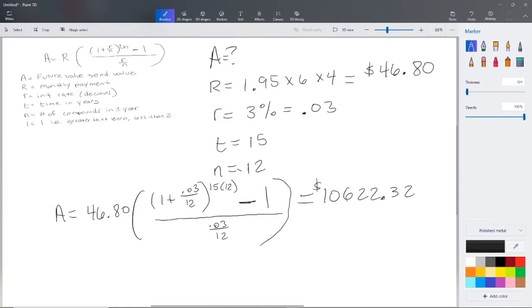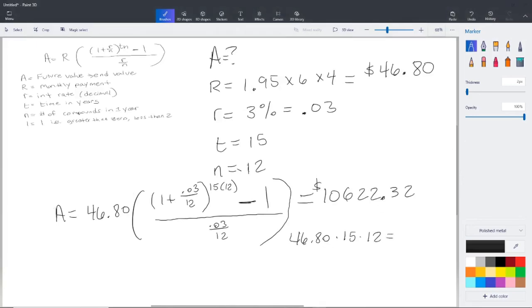So in our account, now how much in interest did he get? Sometimes you'll get this question as a part of this. Because remember that the A, this amount, $10,622.38, includes all of his money that he put in the account, plus the interest. So remember, he made payments of $46.80 every month, so 12 times a year for 15 years. So essentially, to find what he put in the account, we're going to take 4680 times 15 times 12.